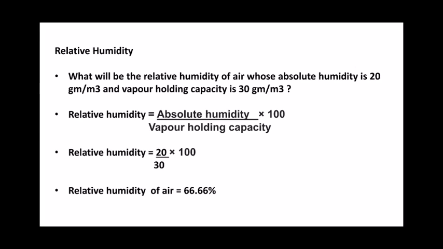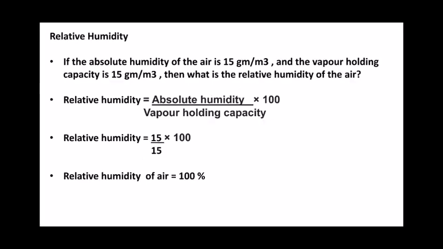So children, as I told you earlier, we can calculate relative humidity through absolute humidity upon vapor holding capacity into 100. So we have the absolute humidity, that is 20, and the vapor holding capacity is 30. So 20 divided by 30 into 100. So here the relative humidity of the air is 66.66%.